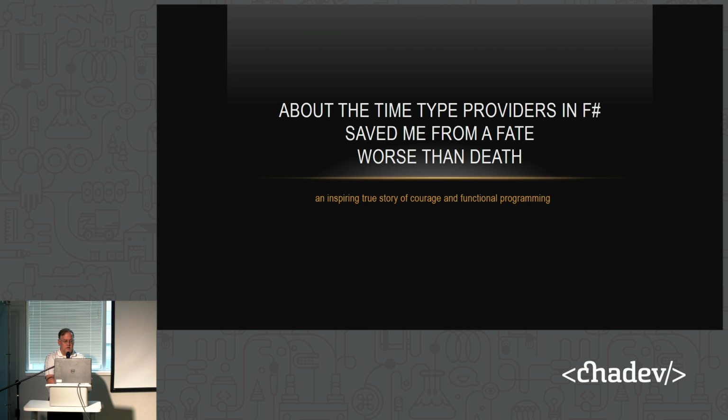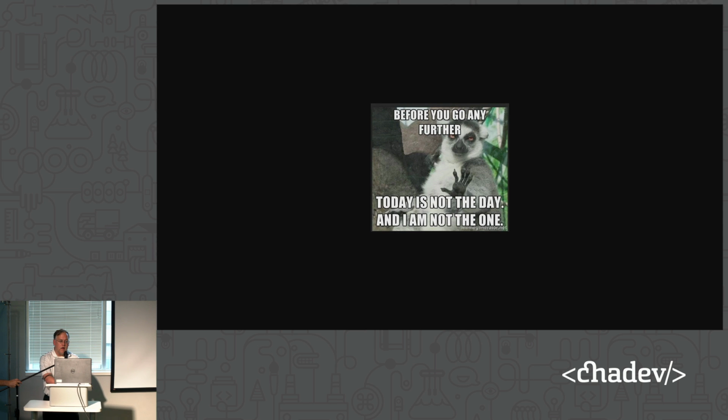F# is a functional first language, fits in well with the .NET ecosystem. It allows for object-oriented constructs. It's not idiomatic, but you can do object-oriented development. Why is my machine flipping out on me? And type providers, Microsoft has a definition that may come up on the screen eventually.